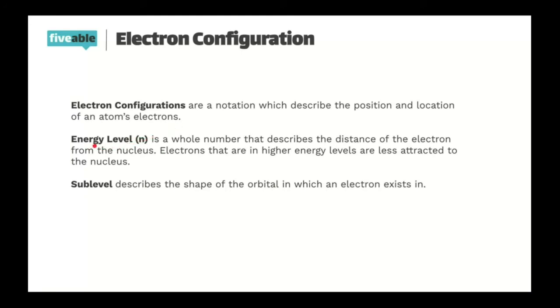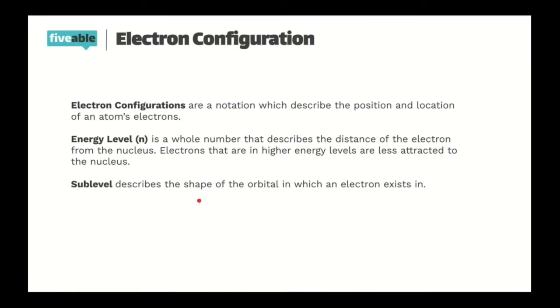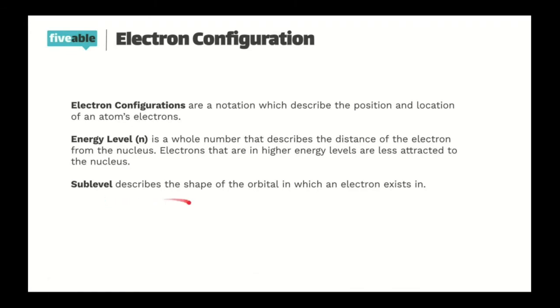One of the things that I think is really frustrating that students never seem to remember, and I always harp on my students about it, is the energy level. Energy level is a super important vocabulary word that you should remember. Energy level is this whole number, and it describes the distance of the electron from the nucleus. Electrons that are in higher energy levels are less attracted to the nucleus, and they do technically have higher energy. But really, at the end of the day, it is way better to describe the electron's energy level as how far it is from the nucleus. So if you're in an energy level of 7, you're further from the nucleus than if you're in an energy level of 2.